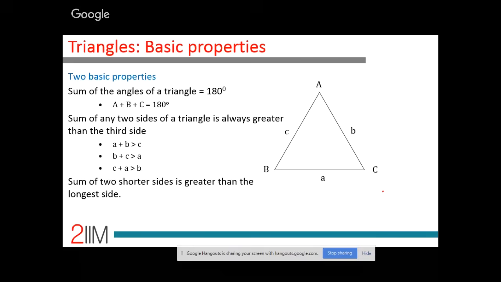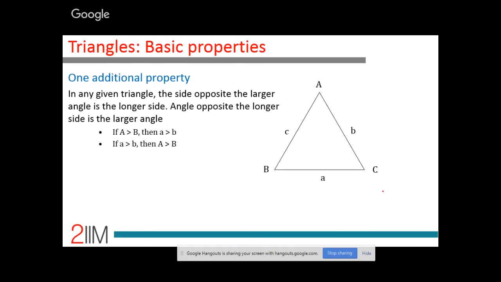Remember that. And the next idea: in any triangle, if one angle is greater than another angle, then the side opposite that angle will be the longer side. When the side opposite the larger angle is the longer side, the converse is also true. The angle opposite the longer side is a larger angle. Remember, this property holds good only within a given triangle. You can't compare two triangles and plug in this property. Within one triangle, you can compare the opposite side and opposite angle.